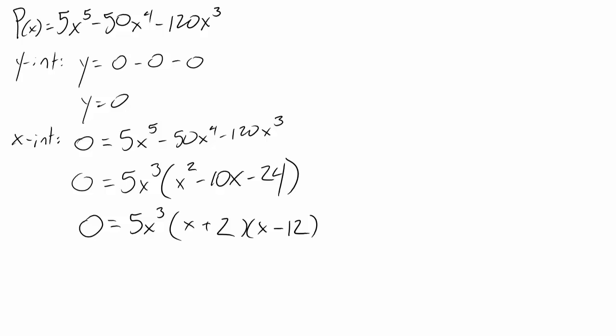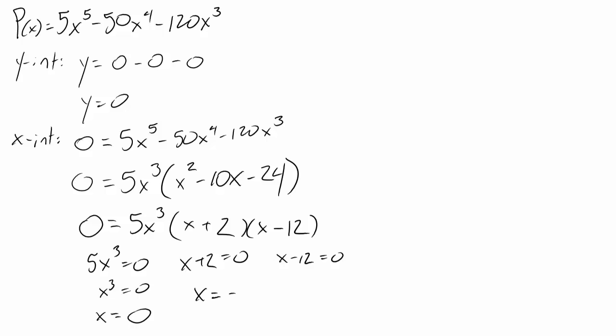Then the entire factored form would be 5x cubed times (x plus 2) times (x minus 12). And since we're now in a completely factored form with everything set equal to 0, we can set each factor equal to 0. So we have 5x cubed equals 0, x plus 2 equals 0, and x minus 12 equals 0. For 5x cubed equal to 0, we divide both sides by 5 to get x cubed equals 0, cube root both sides, and x is equal to 0. For x plus 2 equal to 0, we subtract 2 from both sides to get x equals negative 2. And for x minus 12 equal to 0, we add 12 to both sides to get x equals 12.